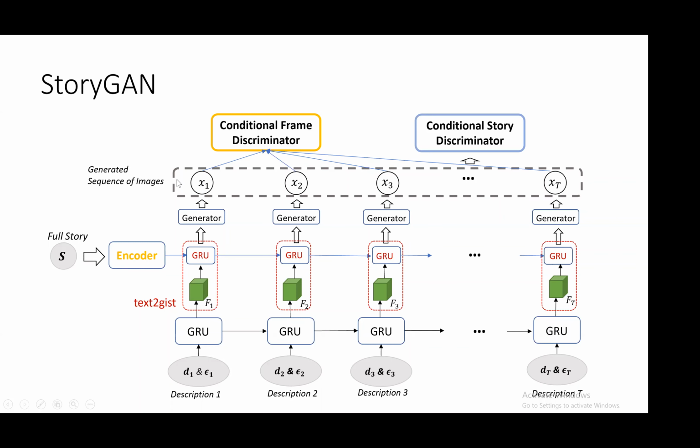To measure the loss, we have two discriminators. One is called the frame level conditional discriminator, which just measures the difference between the real frame and the generated frame. And then we have a global story discriminator, which can take all the frames together with some CNNs and measure the difference between the whole video frames.